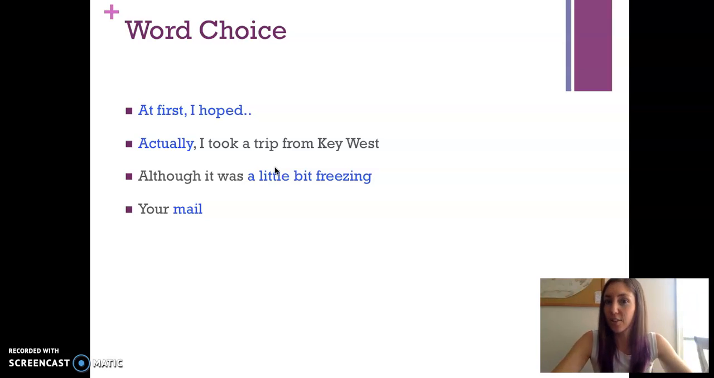In fact, I took a road trip from Key West. Yeah, so I would use "in fact" instead of "actually." And one part where you say it's a little bit freezing. So freezing is a word that means very cold, which means that we can't say "a little bit very cold," right? It's like kind of a contradiction.